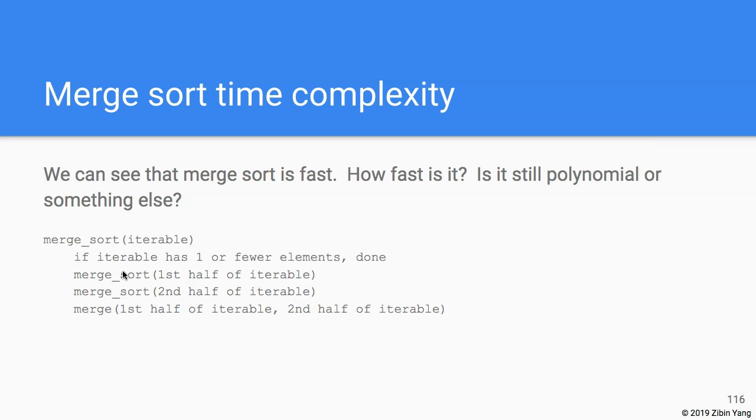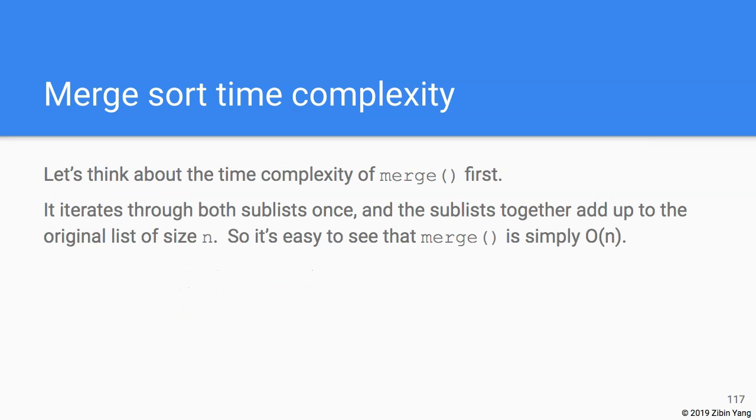Now, if we look at the pseudocode for merge sort, this is a recursive call, but then one of the operations, the most important operation, is the merge. So let's think about what's the time complexity of merge first. We've seen how it works. It's basically just iterating through both of the sublists, and it goes through each of them once, right? And how big are the sublists? Well, together they add up to the original list of size n, right? So it should be fairly obvious that the time complexity of merge is simply O of n, or linear.